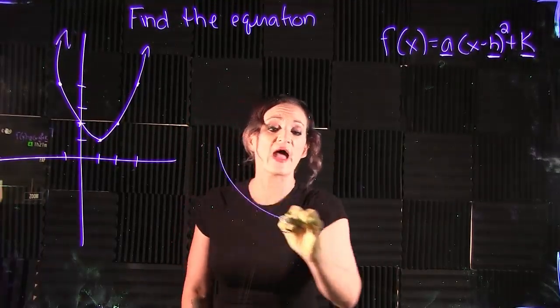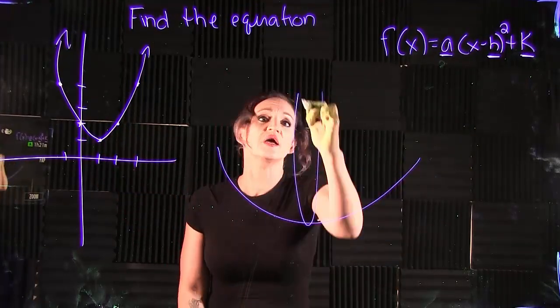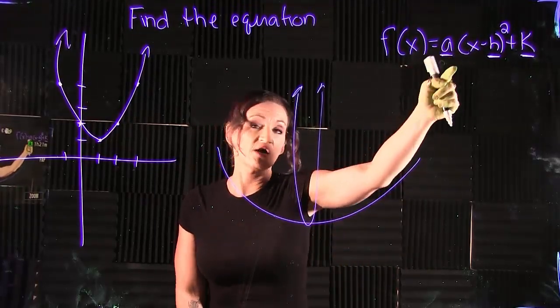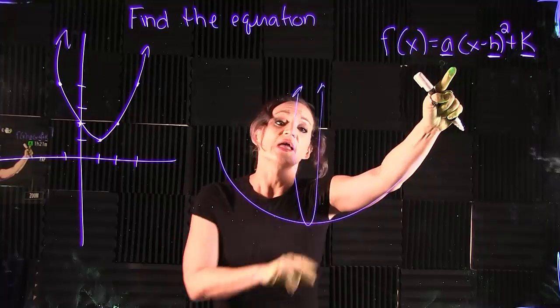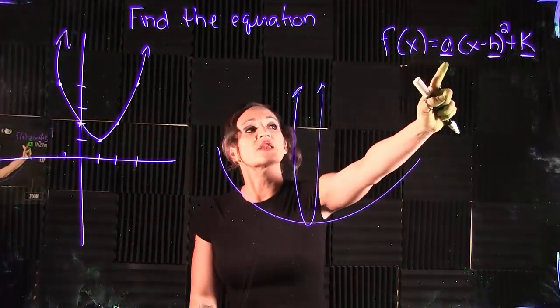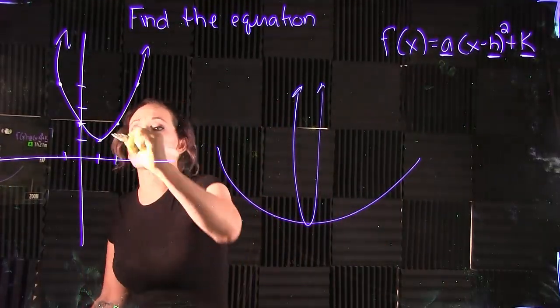If we have a stretch, which makes our graph wider, or if we have a compression, which makes our graph skinnier, that's what a does here. It tells us, is it positive or is it negative? Is there a compression or a stretch on our graph? The way you know if you're going to have a number in front is to take a look at the points on your graph. Find the vertex. Here's our vertex.